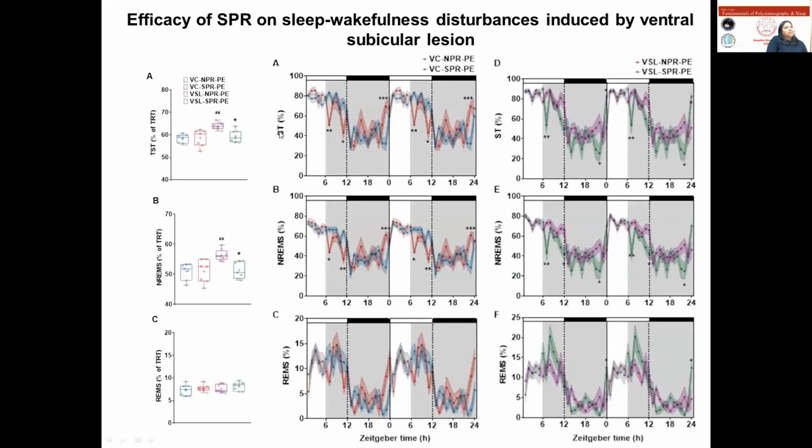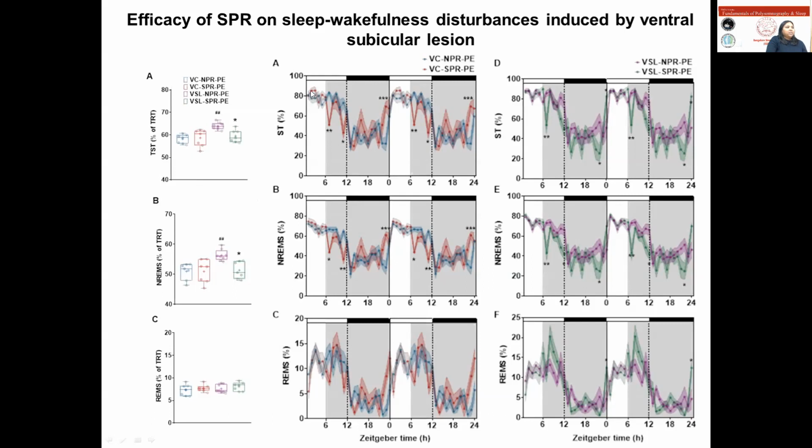So this is a representative image of 1 hour bin for sleep time, non-REM and REM sleep. The white and dark bars represent the 12-hour light schedule for normal photoperiod, and the white and gray background show light and dark period for data for animals subjected to short photoperiod.